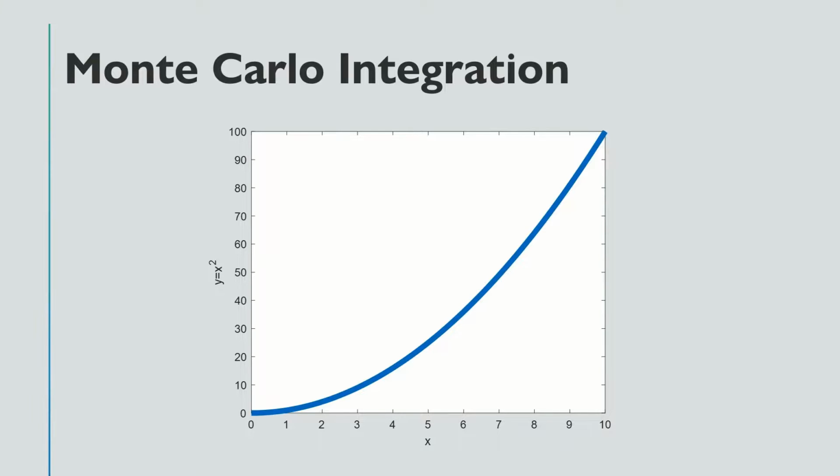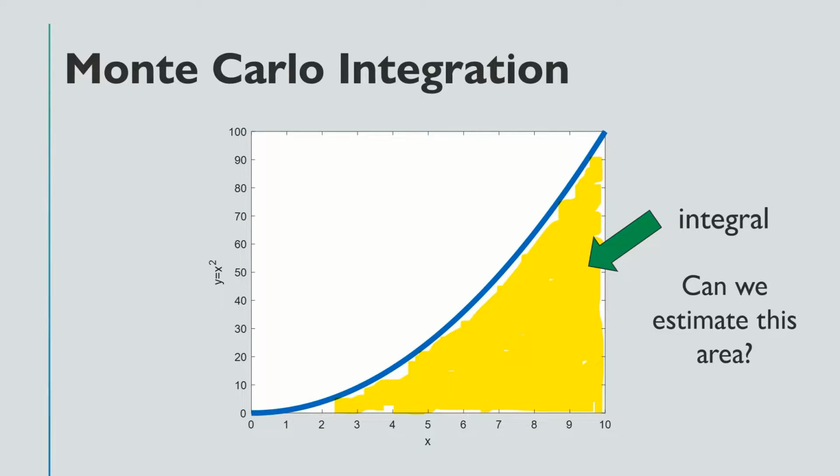Here we see an equation y equals x squared. And we're interested in the integral of this equation from 0 to 10, which is simply the area under the curve. Monte Carlo asked, is there a better way to estimate this area? We might not get the perfect solution, but can we estimate this area enough to get a decent solution?